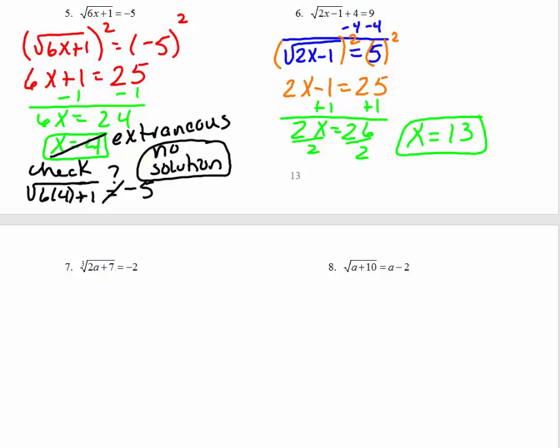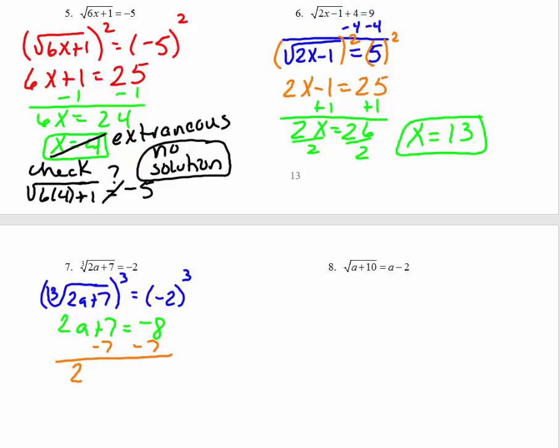Number 7, cube root of 2a plus 7 equaling negative 2. So again, we have a cube root. It is isolated, so we'll raise both sides to a power that equals the index. So the left side will be raised to the cubed power, and the right side will be raised to the cubed power. The cube and the cube root cancel each other out, and negative 2 cubed is negative 8, because it's negative 2 times negative 2 times negative 2. Subtracting over the 7, we get 2a equaling negative 15, so a is going to equal negative 15 over 2. So we do need to check that answer.